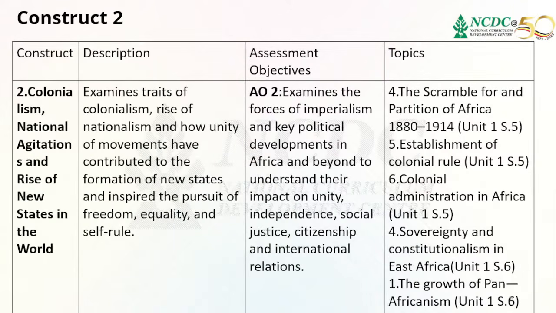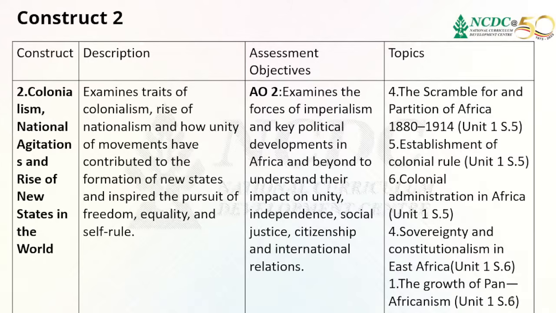Construct 2, the title is Colonialism, National Agitation and Rise of New States in the World. The description of this construct is: examine the traits of colonialism, rise of nationalism, and how unity of movements have contributed to the formation of new states and inspired the pursuit of freedom, equality, and self-rule.